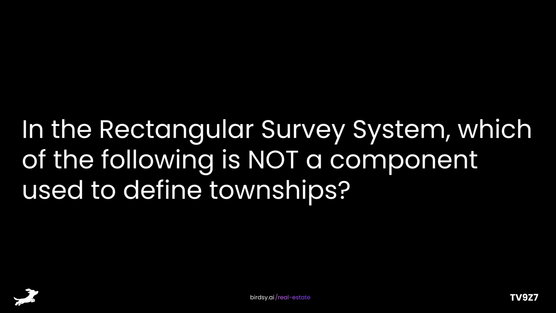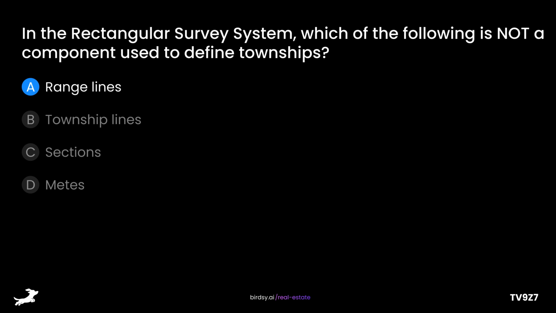In the rectangular survey system, which of the following is not a component used to define townships? Is it A, range lines, B, township lines, C, section, or D, metes? The answer is D, metes.